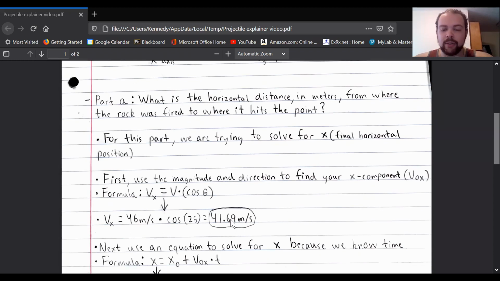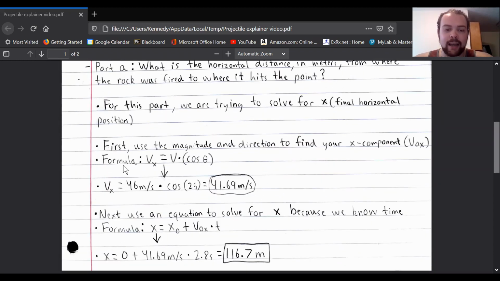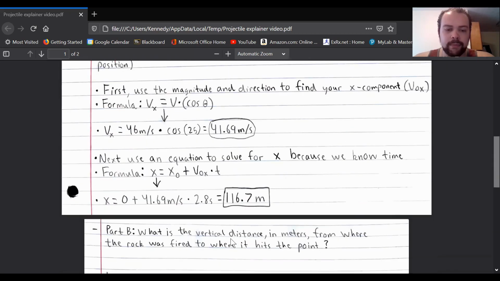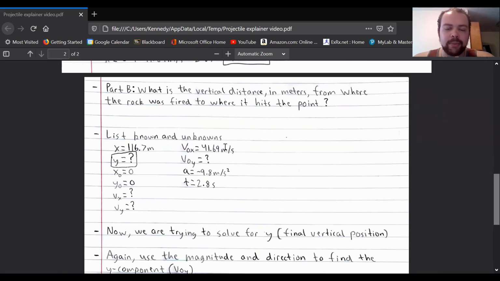So next, you can use an equation to solve for X because we were given the time in the initial problem. So you're going to just plug into this formula right here. And then it's pretty simple algebra. You don't even have to rearrange the equation. You get 116.7 meters.